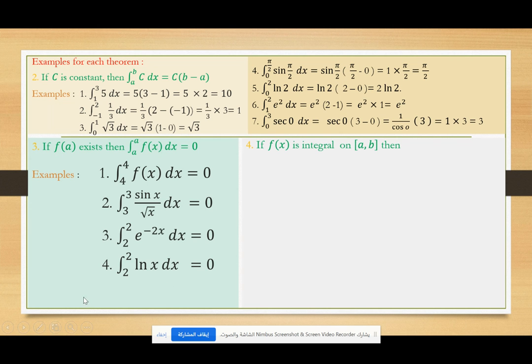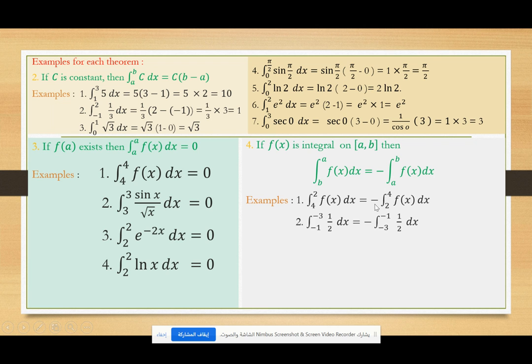Now, theorem number 4. If f of x is integrable, what do we mean by integrable? That means the limit exists and we can calculate the area on the interval from a to b. Then the integration, if it is written from the biggest to the smallest, f of x dx, this is not allowed. You're supposed to change it from the smallest to the biggest by taking a negative as a common factor. That means you are making a switch between them, so you are taking a negative outside as a common factor. Let's have some examples. If we have an integration from 4 to 2, look, 4 is bigger than 2, and this is not allowed to integrate. So try to switch between them and take a negative outside as a common factor.